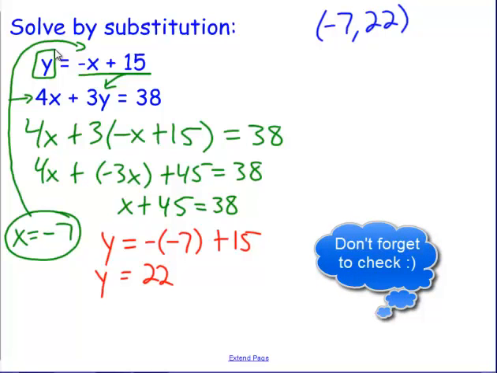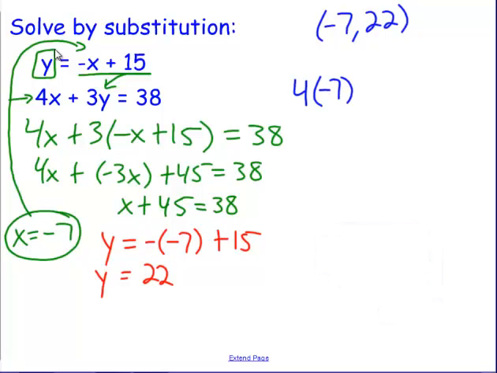So I want you to remember to go back and check these in both equations. I would have 4 times whatever x is, in this case negative 7, plus 3 times 22. I'm just checking it in the second equation to make sure that my ordered pair actually did work. I get a negative 28 plus a positive 66, which equals 38.